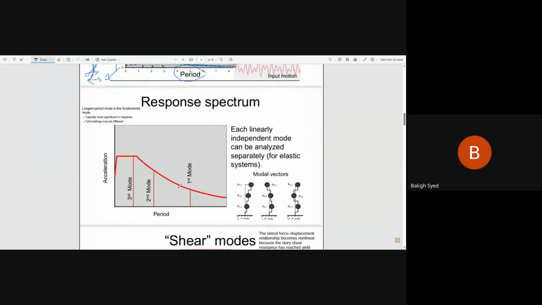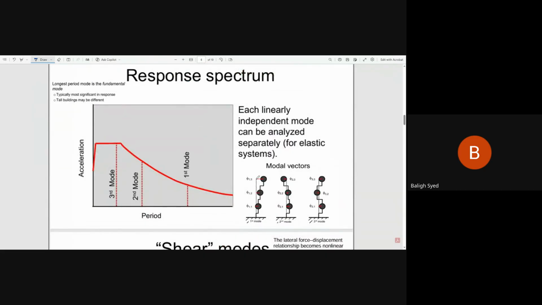Okay. Next, mode. This is the question I was just asking Samir. What is the first mode? What is the second mode? What is the third mode? Okay, guys, pay attention to what exactly it is. This is your lumped mass, right? Mass here, mass here, mass here, meaning three floors. So first mode: displacement due to mode 1 at floor 1, displacement due to mode 1 at floor 2, displacement due to mode 1 at floor 3.